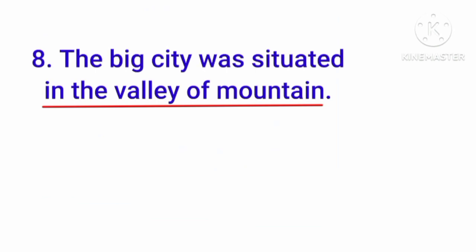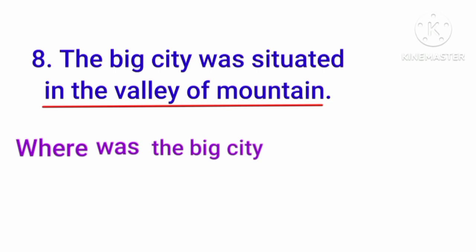The underlined portion is a place, so it is where. Put the auxiliary verb was. The subject here is the big city. One more important thing here is that this sentence is in passive voice and the word situated is not past tense, it is past participle. So the word situated should be kept as it is. And then a question mark.